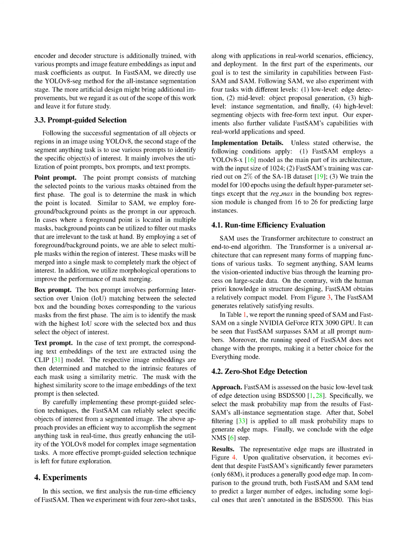As an example, we've trained a simple encoder-decoder structure with various prompts and image feature embeddings as input and mask coefficients as output. For the all-instance segmentation stage, we have opted to use the YOLOv8-Seg method directly in the FAST version. While further design tweaks could potentially lead to additional enhancements, we consider that beyond the scope of this work and will save it for future exploration.